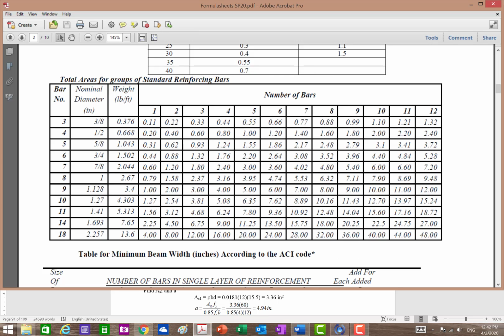So we don't want to go to 6. But we want to go to 5. So maybe we combine. Let's combine 3 and 2, for example. Right? So you can do 3 number 10s, or 3 number 9s with 2 number 10s. You can also do 2 number 9s with 3 number 10s.